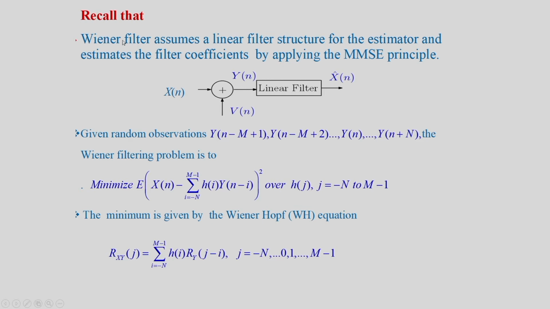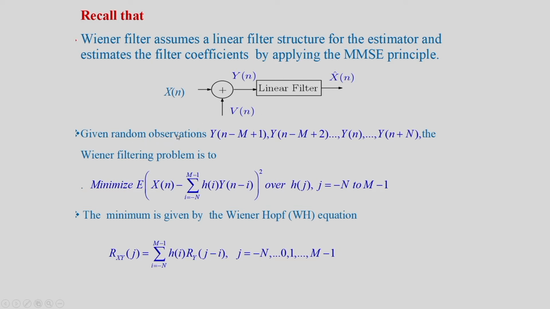Recall that Wiener filter assumes a linear filter structure for the estimator and estimates the filter coefficients by applying the MMSE principle. This is the signal model: y[n] = x[n] + v[n]. Then it is passed through a linear filter to obtain the estimate x hat[n], and we have to determine the parameters of this linear filter.